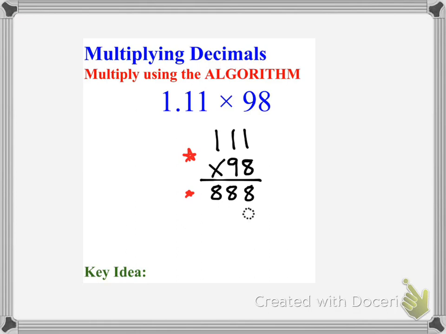Then we have to have a placeholder. That's going to give you a star. And then you multiply by the second number in your factor, which is a 9. 9 times 1 is 9, 9 times 1 is 9, and 9 times 1 is 9. So you have 9,990, and that gives you a star if you have that line.